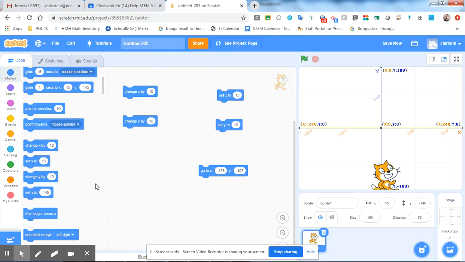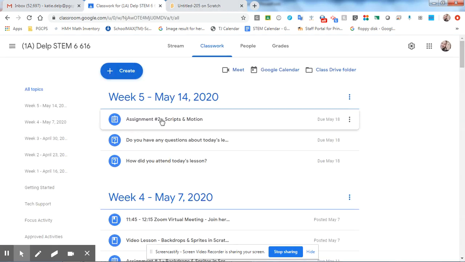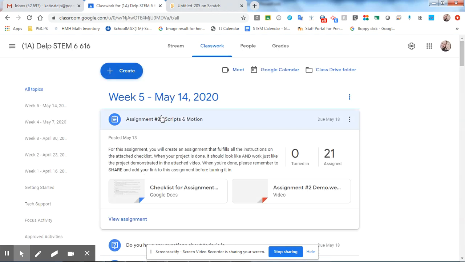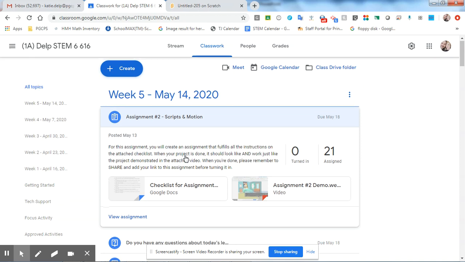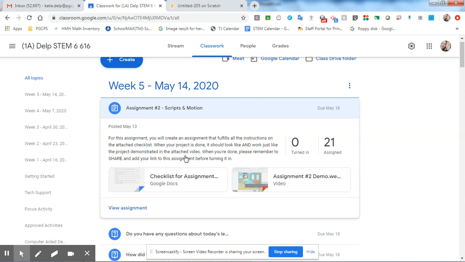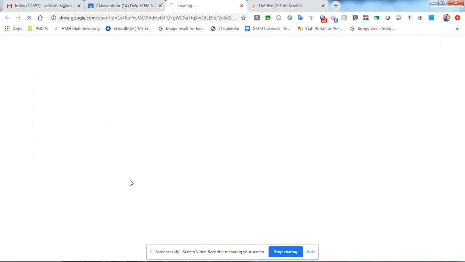For your assignment for this week, let's talk about what it is so you all can start experimenting and get started with it. For your assignment, Scripts in Motion, you will create a project that fulfills all the instructions on the attached checklist. When your project is done, it should look like and work just like the project demonstrated in the attached video. When you're done, please remember to share and add your link to this assignment before turning it in, okay? So basically, for this assignment, I've given you a checklist like last time.